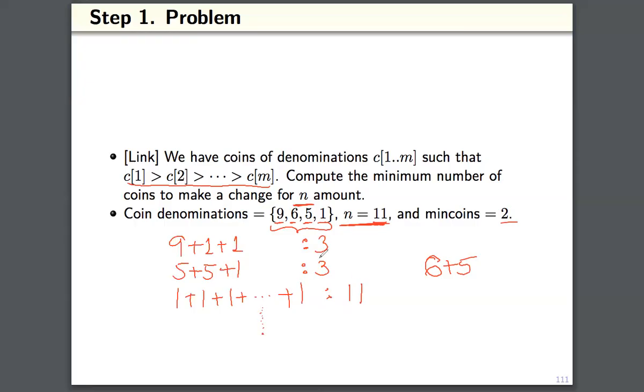But here you want to minimize the number of coins, right? So 6 plus 5 minimizes the number of coins. And you need to assume that there are infinite copies of 9, infinite copies of 6, 5, and 1.